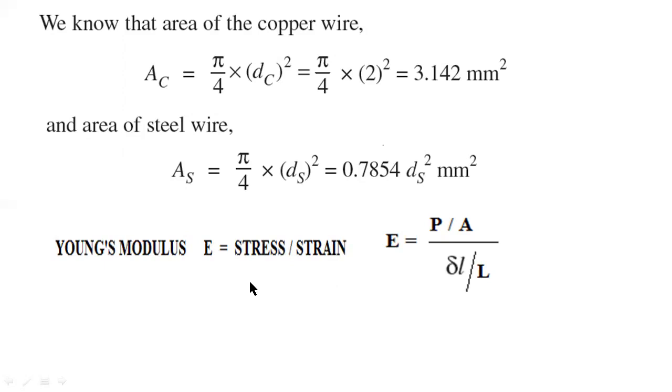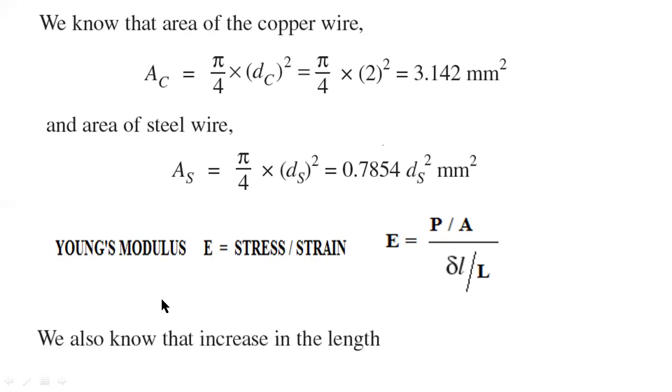Another relation is given here: the change in length in the copper wire is equal to the change in length in the steel wire. So from that relation you have to use the change in length formula. The formula for elongation or change in length, delta L, is equal to load into length divided by area into Young's modulus. By using this formula you have to find the suitable diameter of the steel wire.